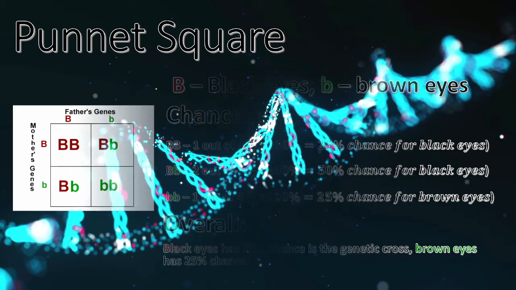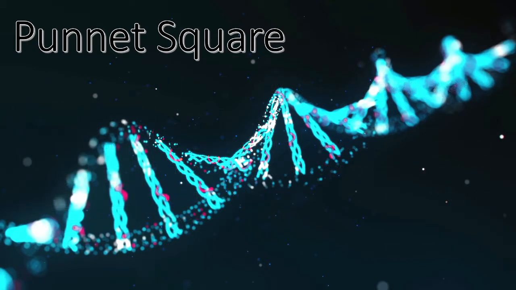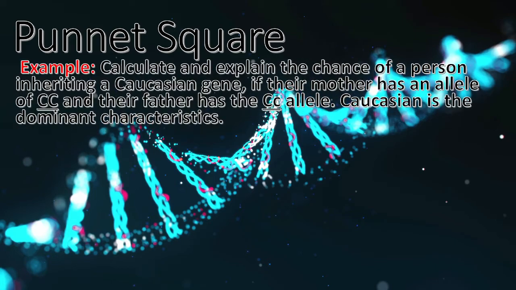For example, I have another example for this. Calculate and explain the chance of a person inheriting Caucasian gene. Okay, a Caucasian gene is actually white-skinned people, so usually Americans, Europeans. Caucasian is originated in Europe. So you're asked to calculate and explain the chances of a person inheriting a Caucasian gene.